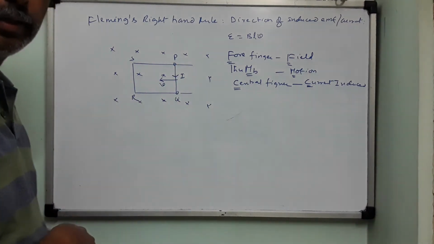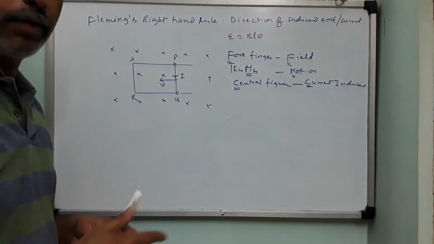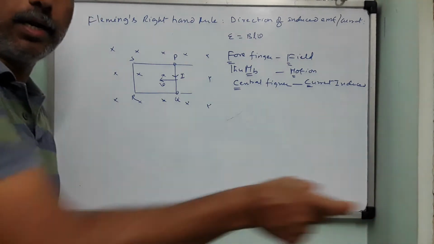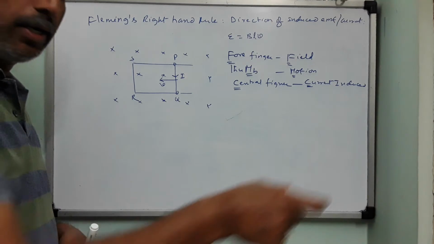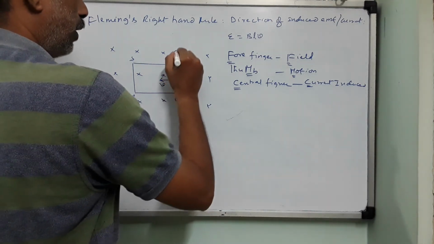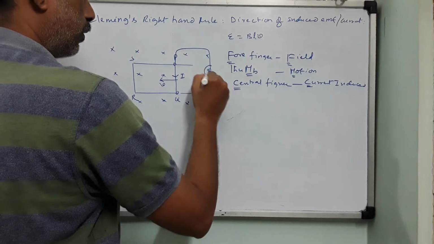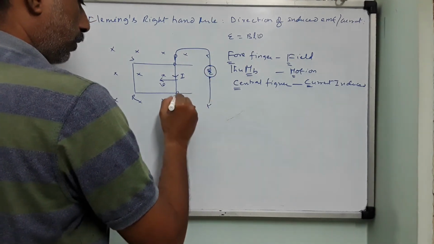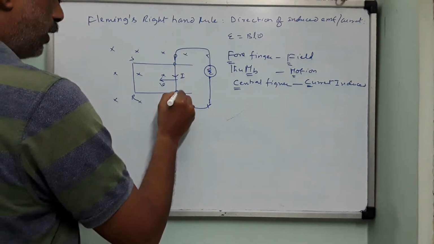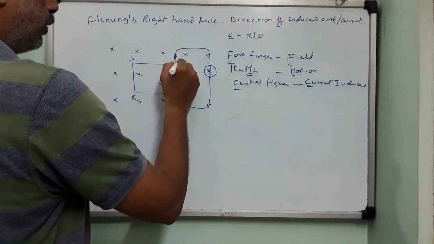A metal ring. So here I am creating a magnetic field which I cannot see. But I can have a metal ring and move it inside and outside. Okay. And if I connect a battery here, if I connect a bulb here, between these two ends, what is this end? This end is Q, and this end is P.